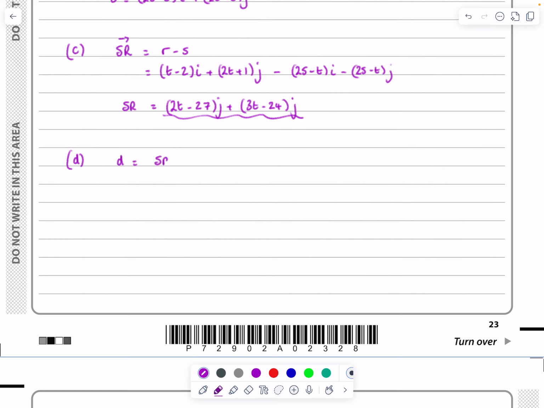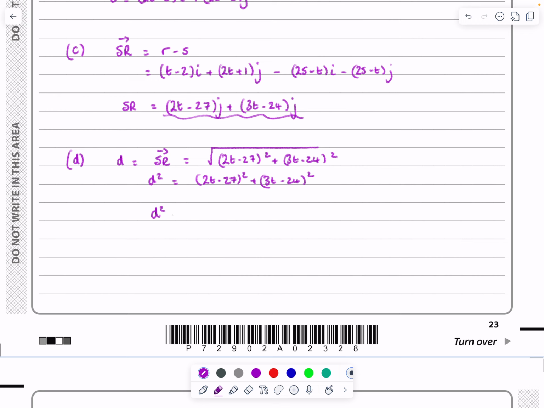The distance is just the modulus of SR here, which is going to be the square root of 2T minus 27 squared plus 3T minus 24 squared. So if that's true, then D squared will be getting rid of that square root, 2T minus 27 squared plus 3T minus 24 squared. And then all I do is I say if I want a minimum of anything, I just differentiate and put equal to naught. So it's not the modulus of SR anymore, D squared, sorry.